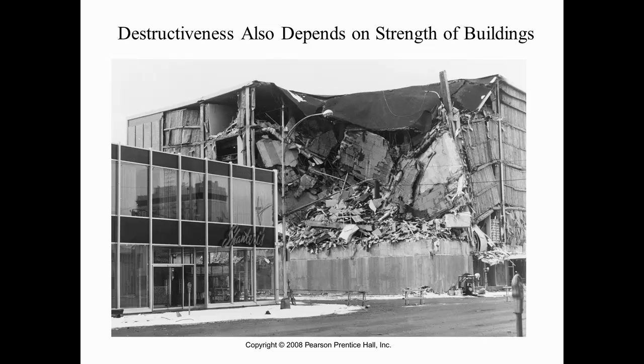And here's another example of how destructiveness, in this case, depends on the strength of the building. A well-constructed building to the left has, for the most part, survived intact, whereas the one on the right has been completely demolished. So the point is that the intensity scale is not a very good scale.